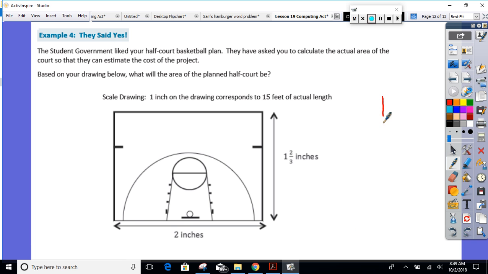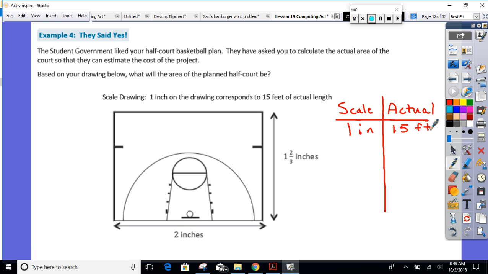So we're going to have, let's start with the scale drawing on the left. And let's do the actual over here. It'll just make our calculations a little bit easier. So it says that 1 inch on the drawing corresponds to 15 feet of actual length.